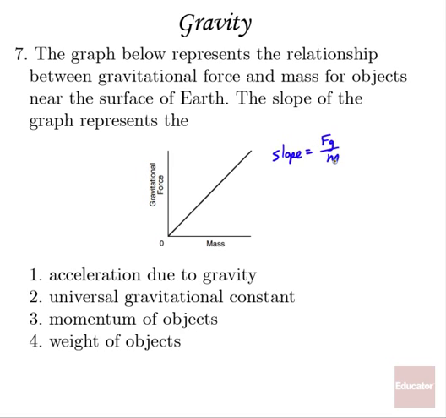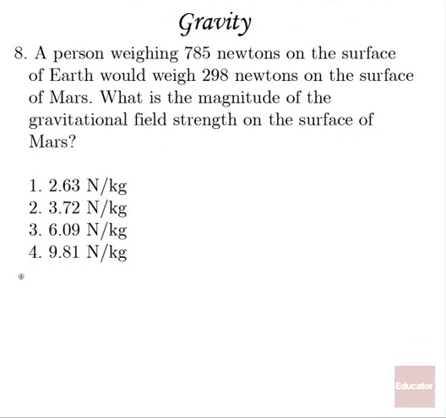divided by mass. Well, if you remember, the gravitational force is also mg, so Fg, if I divide both sides by m, Fg over m is g, the acceleration due to gravity. So our slope is going to give us the acceleration due to gravity. Answer number 1. All right, let's take a look at one more.